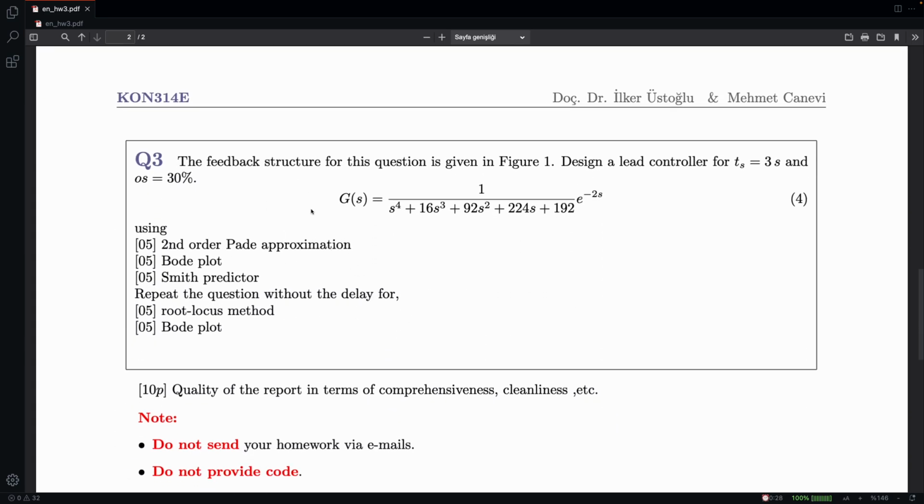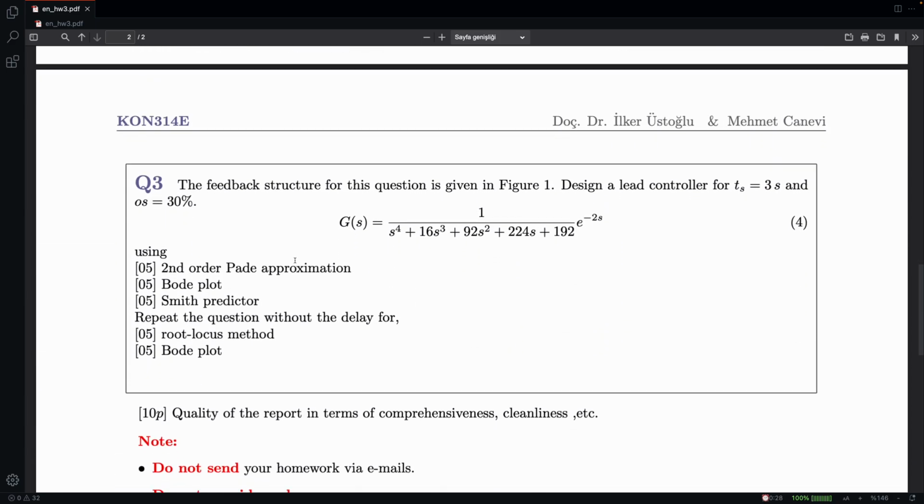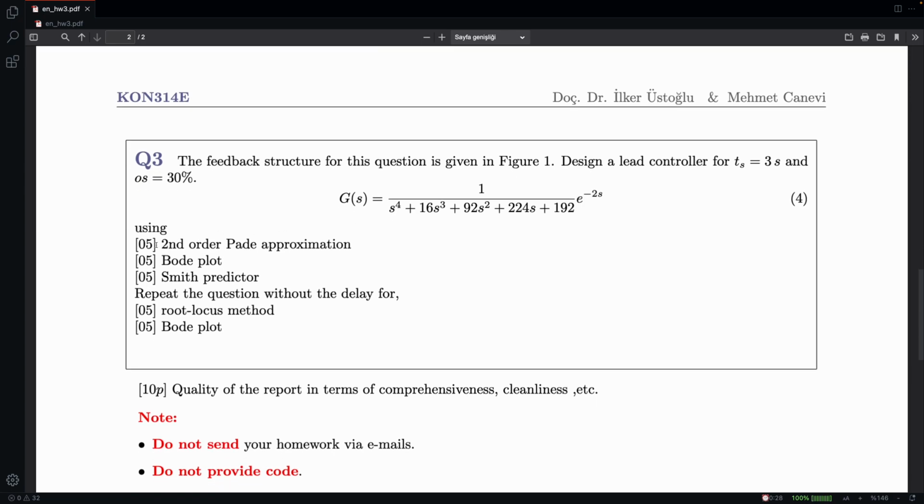And we repeat this same sort of comparison of methods for analysis here for synthesis purposes, where we are looking for a lead controller for some given settling time and overshoot value. And of course, our system has, again, delay in it, and you should provide your design for these using the first order Padé approximation, using the Bode plot, using the Smith predictor. And then you should repeat this for the system without delay, so the minimum phase part maybe, using root locus and Bode plot. And that concludes basically the whole homework 3 here.